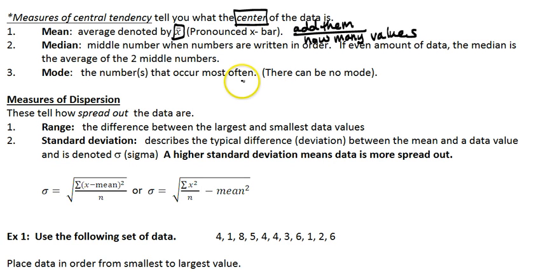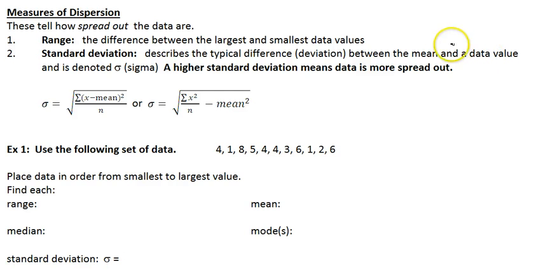All right. Then there is something called measures of dispersion. So measures of dispersion tell us how spread out the data are. And there's two that we're going to talk about in this class. The range, which is just the difference between the largest and smallest data value, so you just subtract them. And then the standard deviation, which describes the typical deviation between the mean and a data value.